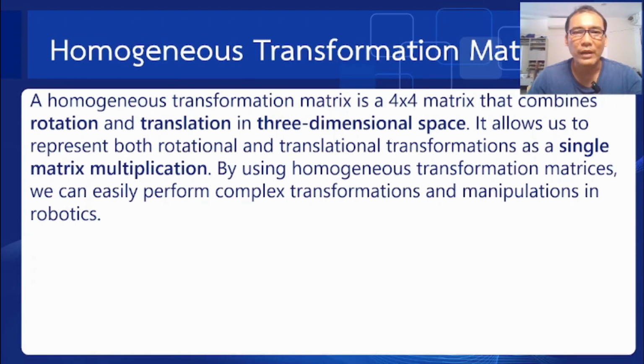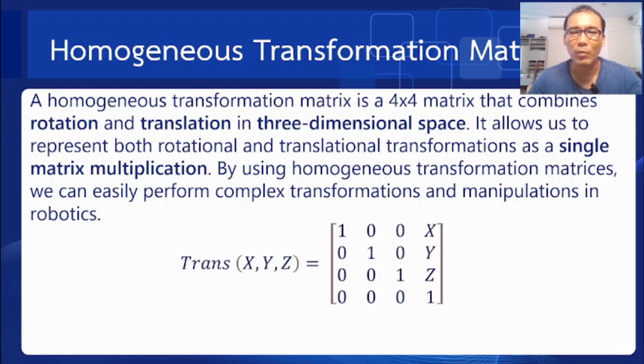A homogeneous transformation matrix is a 4x4 matrix that combines rotation and translation in three-dimensional space. It allows us to represent both rotational and translational transformations in a single matrix multiplication. By using homogeneous transformation matrices, we can easily perform complex transformations and manipulations in robotics.